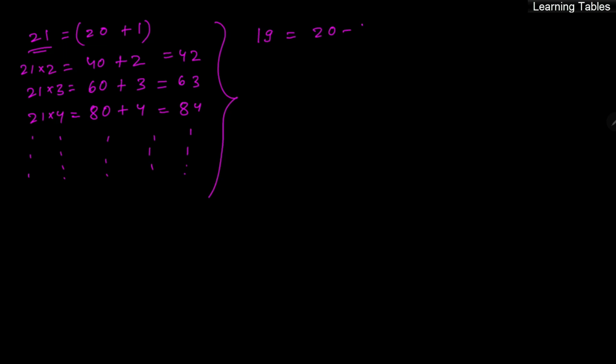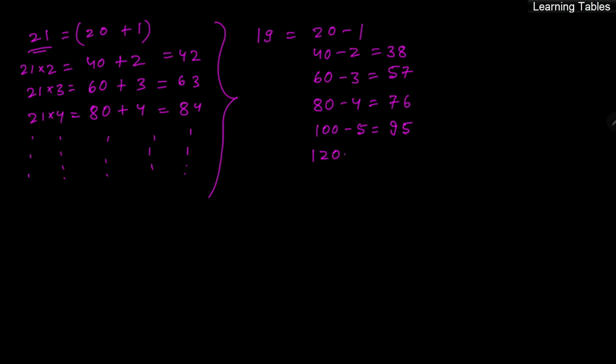19 is 20 minus 1. So if I want to write the table of 19, I'll write the table of 20 and 1 and subtract. So the next one will be 40 minus 2, which is 38, that is what 19 2s are. Next one will be 60 minus 3, that is 57, that is what 19 3s are. Is it really difficult? 80 minus 4, that is 76. 100 minus 5, that is 95.